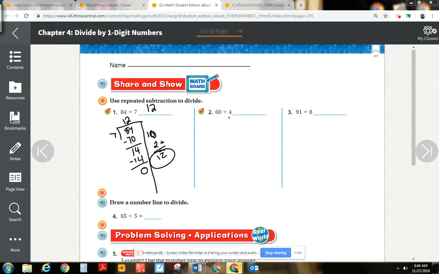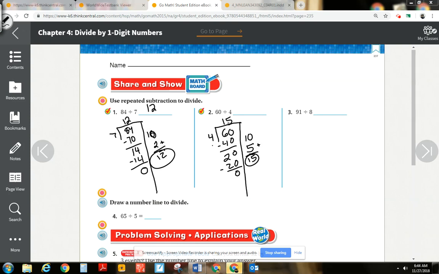60 divided by 4. Well, let's use repeated subtraction. And I usually start off with dividing by 10 or multiplying by 10, like just multiples of 10, that's the best for me. So I know 10 times 4 is 40, so I subtract that, and I would have 20 left over. How many 4s fit into 20? Oh, 5, because 5 times 4 is 20. And I have 0 left over, so how many 4s fit into 60? 15.